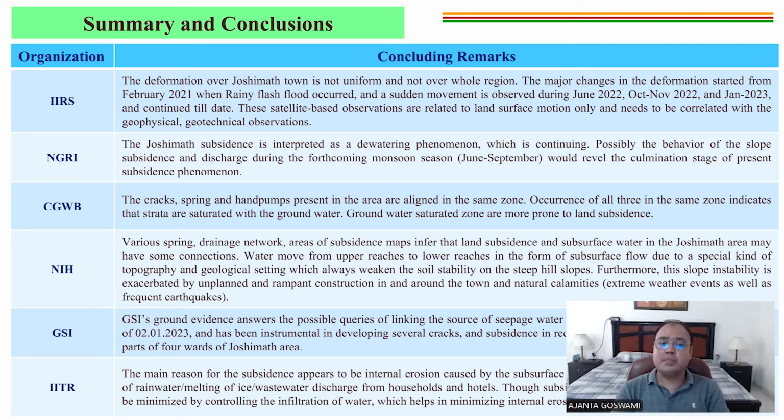The same was concluded by Wadia Institute of Himalayan Geology also, that there is a lot of saturation present even now. So this water saturation and the flow of this water might have triggered the subsidence. There are so many theories still possible, but all these things have contributed to the subsidence to a certain extent and the development of cracks, which has left this town reeling with the risk that some bigger calamity may take place.